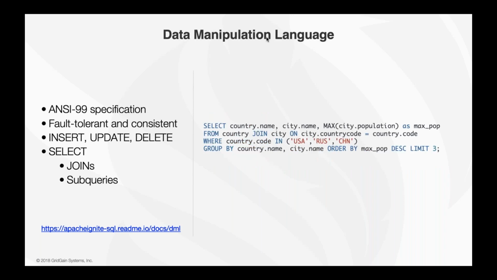So, data manipulation language. I mentioned this already, the ANSI SQL 99 specification. Here, as you can see, this is a reasonably complex query, and we actually use something like this a little bit later on. We've got a join across a couple of tables, and it's the standard SELECT FROM WHERE, and we're doing some grouping and ordering, and we're limiting the results. Again, there's a notebook I've got which shows a couple of examples of this type of query in action.